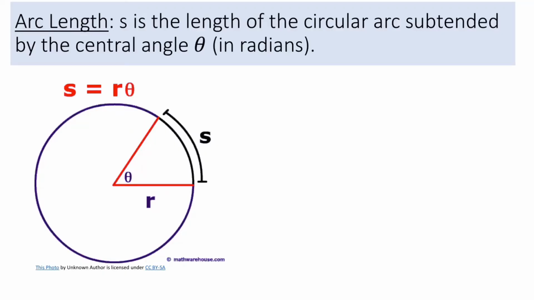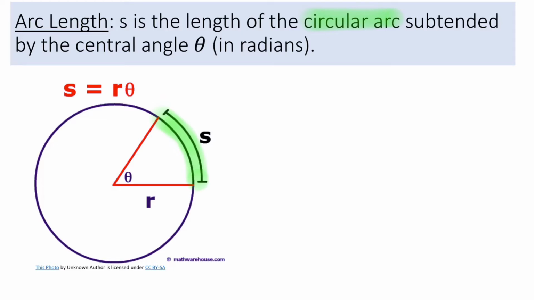So next, let's talk about arc length. When we talk about arc length, we mean what is the length of this distance here, a piece of the outer rim of the circle, basically. So it's called the length of a circular arc. So that's a piece of a circle.